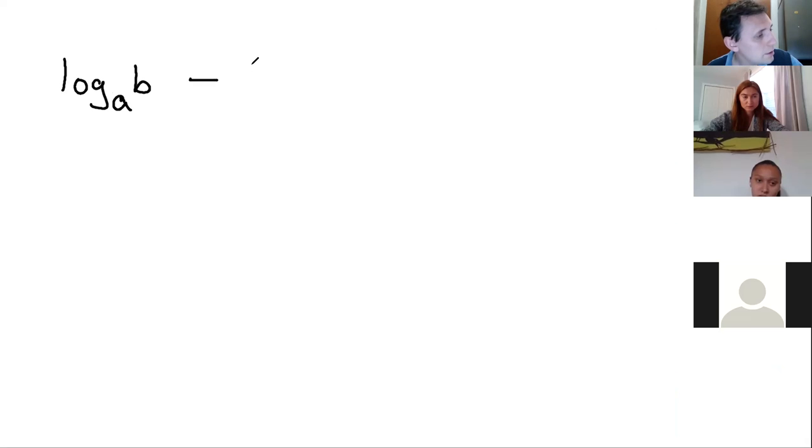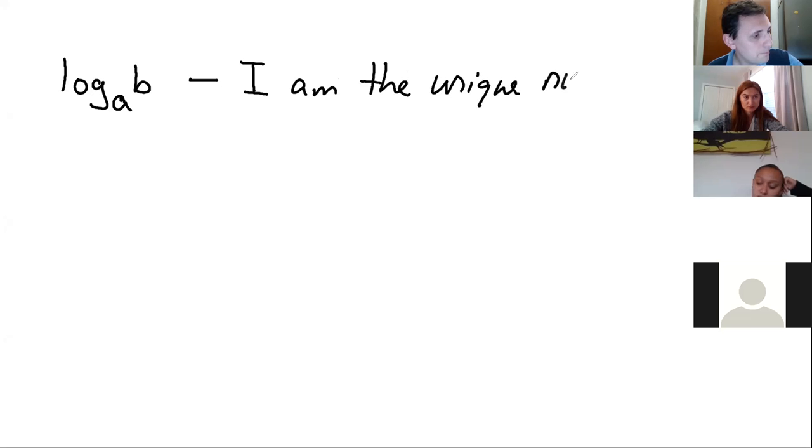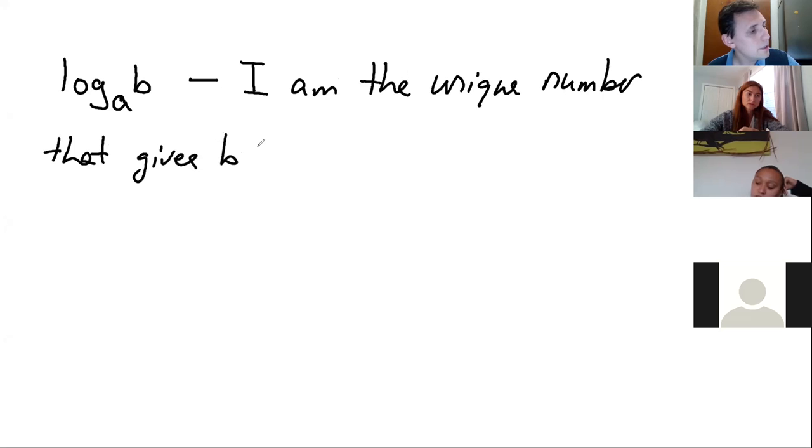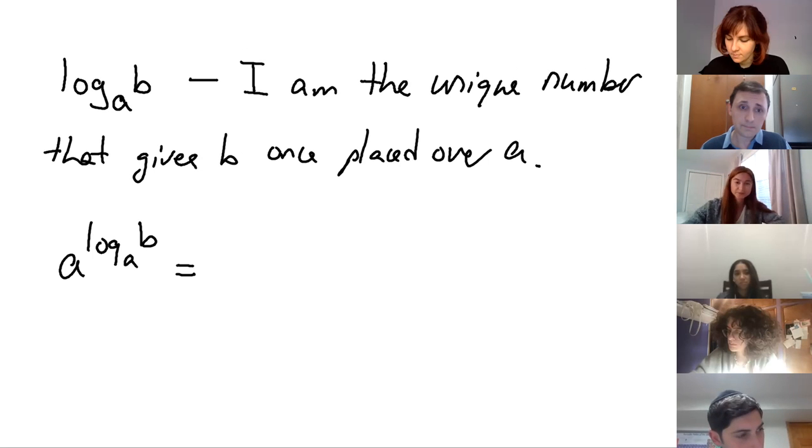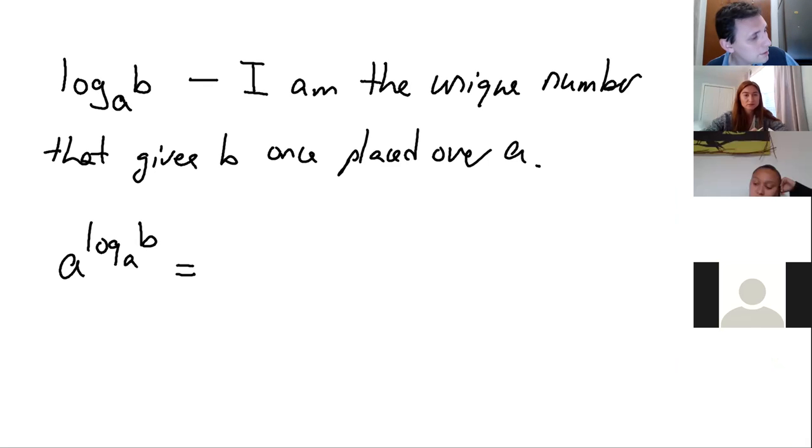To me, this is saying I am the unique number that gives B once placed over A, which means that A to the power of log base A of B is equal to B. Thank you. You understand why, guys?